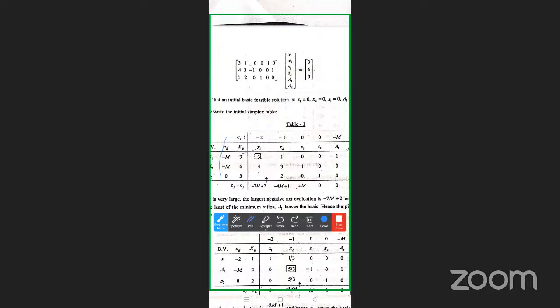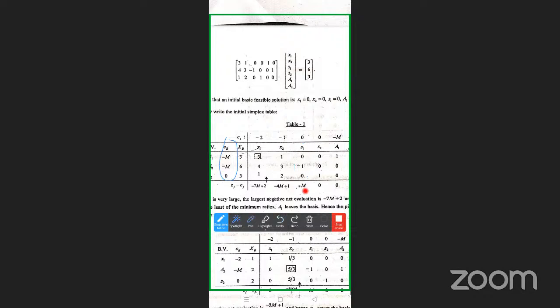CB into next variable, S1. Multiply 0, first one. Second one, minus M, minus 1 plus M. Remaining 0, here also CJ also 0. So total plus M only, plus M.